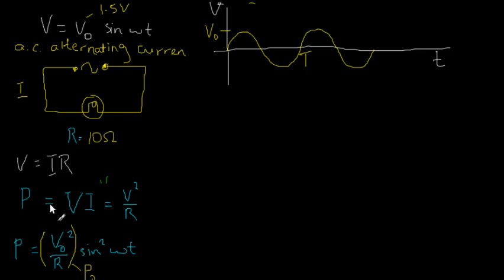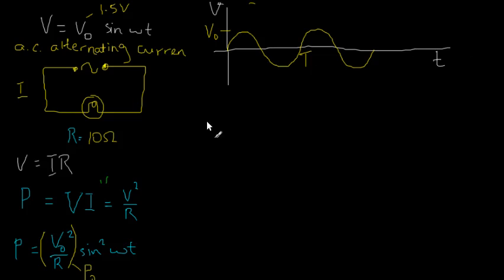Now what I want to do is, instead of looking at the power directly, let me look at V squared. Let me try finding the average V squared instead of the average power. Because if I can find the average V squared, then I can just divide it by R to get the average power. So it's another way to do it. So let me try this.